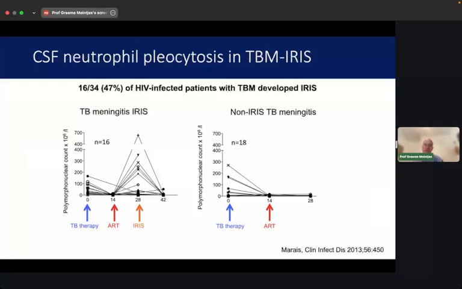And in the CSF, interestingly, TB-RS is strongly associated with neutrophils rather than lymphocytes. So patients who have higher neutrophil counts with their TB meningitis are more likely to develop TB-RS. And at the time of TB-RS, they get increases in neutrophils. So neutrophils appear to be a strong driver of RS when it involves the meninges.